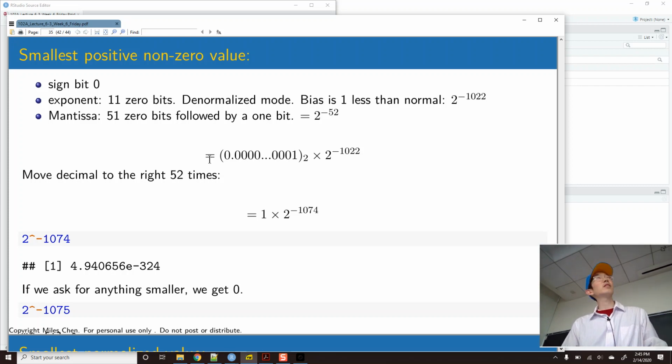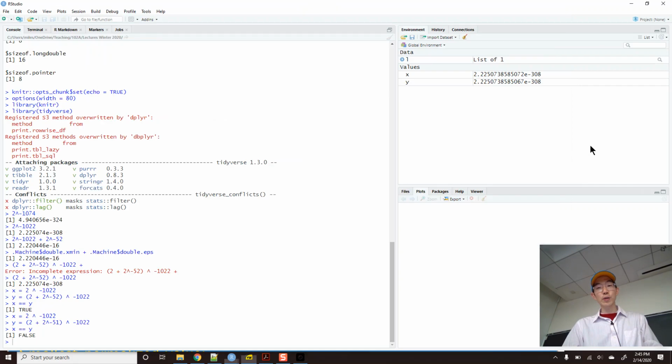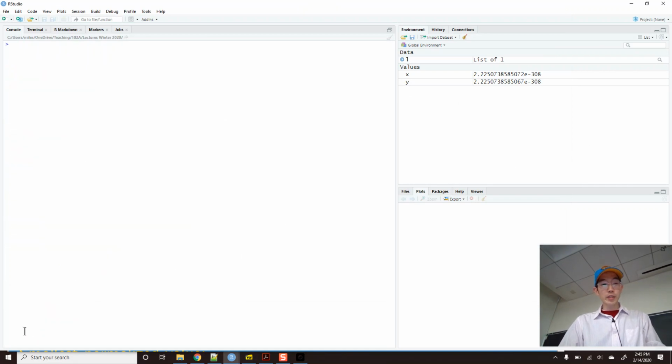I think. 51 bits followed by a 1. Anyway, if I move this decimal place over, this is equal to 1 times 2 to the negative 1074. This is the smallest value I can represent.